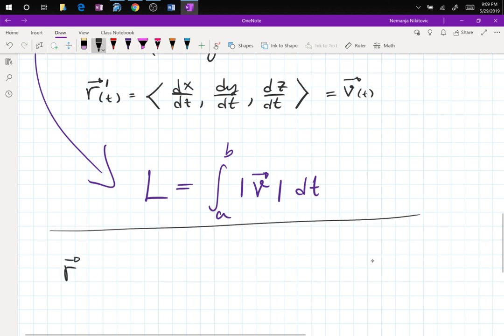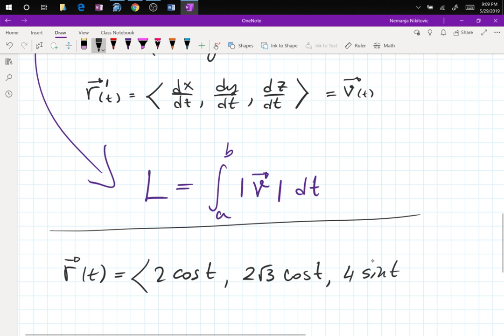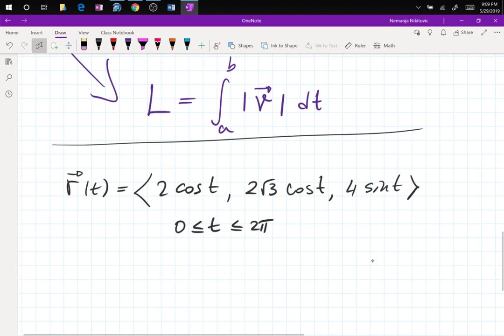So r of t is given as 2 cosine t, 2 root 3 cosine t, 4 sine t, for 0 to 2 pi. So we're looking for the length of the curve.